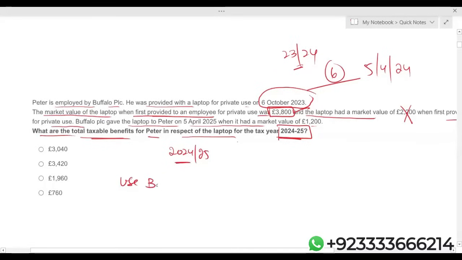Use benefit for the entire tax year, of course, 3,800 into 20%. 3,800 times 20%, I'm getting 760. In addition to this, there's a gift benefit also.